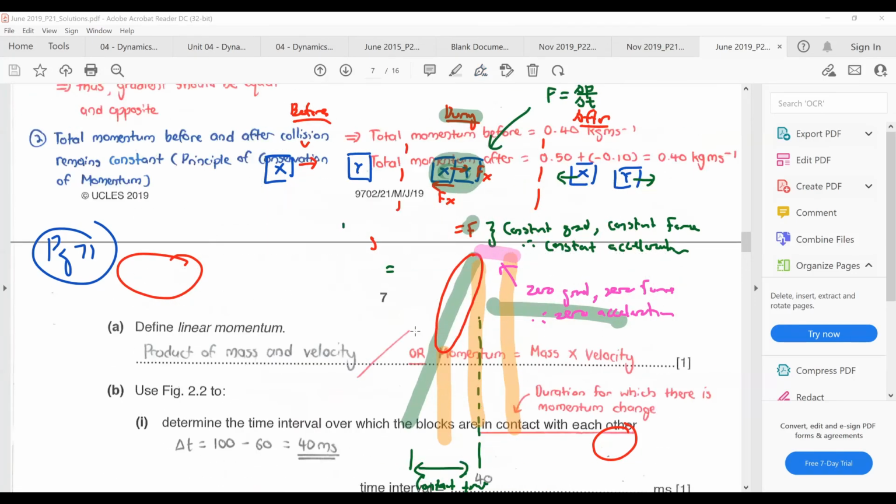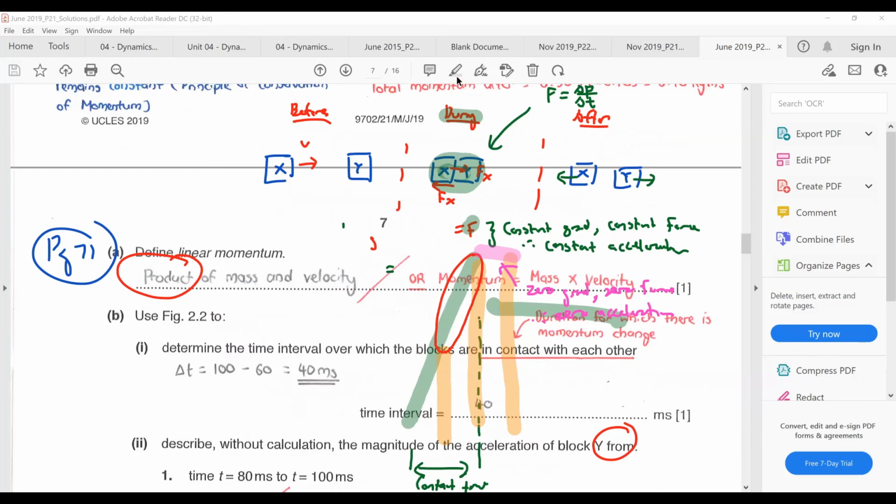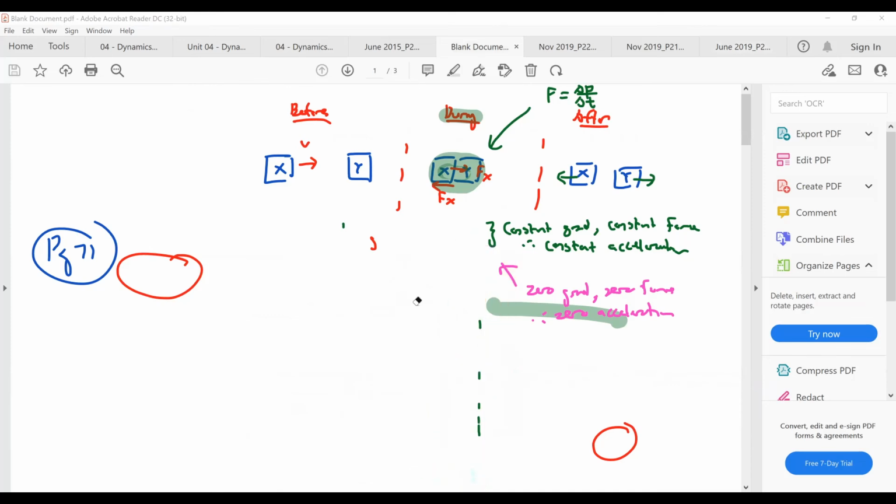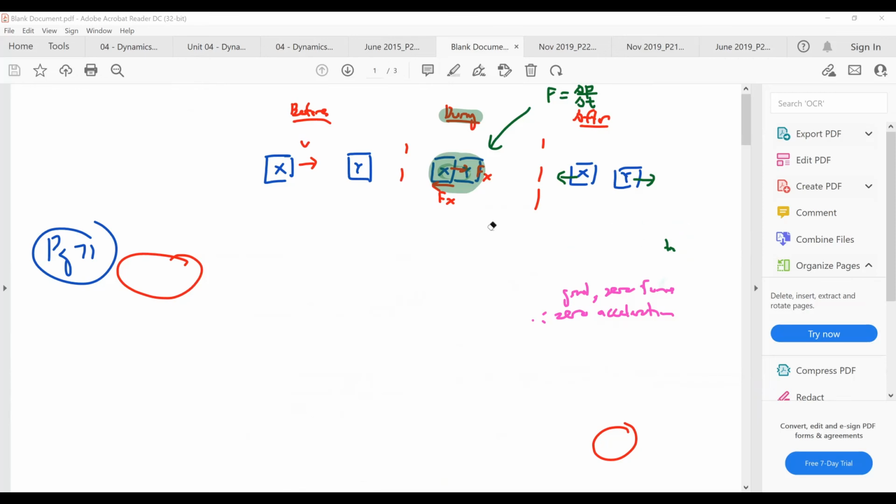Just now I drew for you, maybe I just changed the screen a little, sorry. Just now I drew for you what happens when the two objects hit each other. This part here. Okay. So when both blocks hit each other, they exert equal opposite forces on each other.